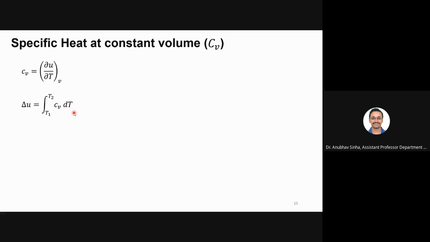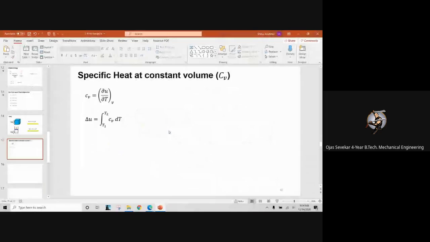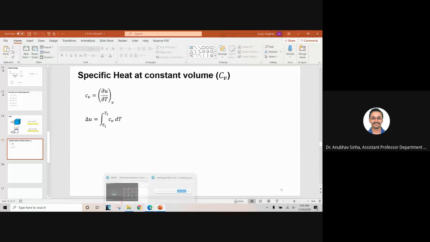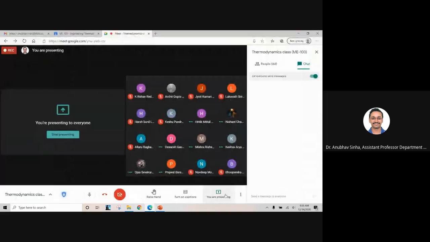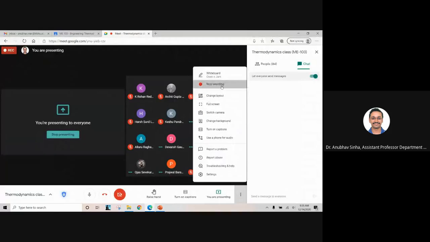Is this clear? Any questions? Sir, why is that a partial differential? That's a good question. You will use a function of T only. We will look into other forms also. Just to keep it general, we have kept it in this form. So let me stop.